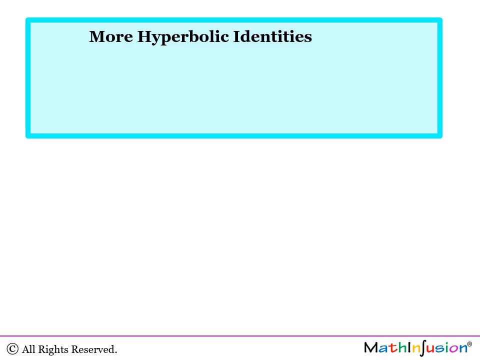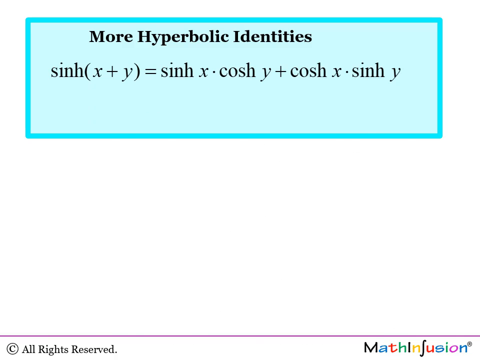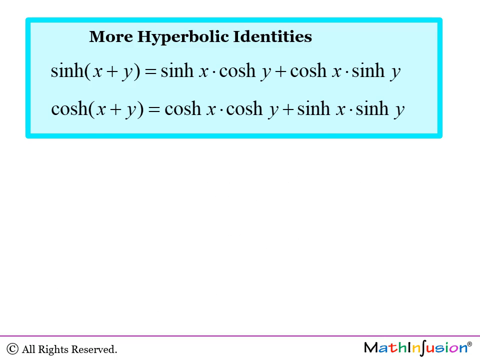Here are more hyperbolic identities. Sine hyperbolic of x plus y equals sine hyperbolic x times cosine hyperbolic y plus cosine hyperbolic x times sine hyperbolic y. And cosine hyperbolic of x plus y is cosine hyperbolic x times cosine hyperbolic y plus sine hyperbolic x times sine hyperbolic y.